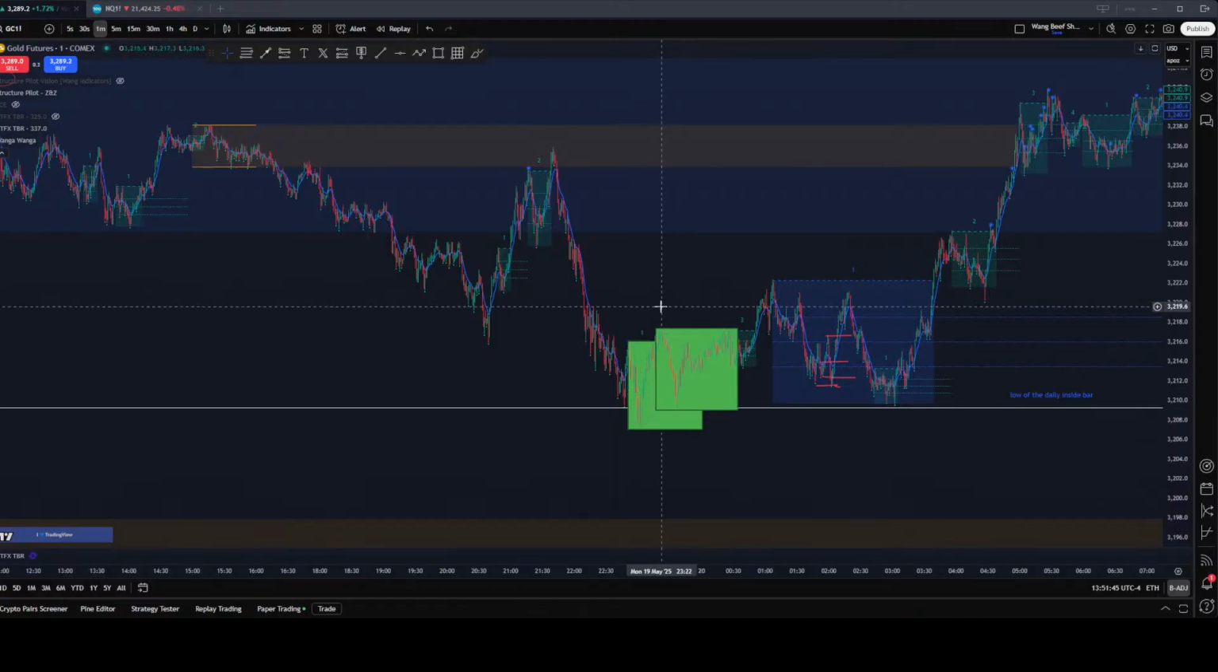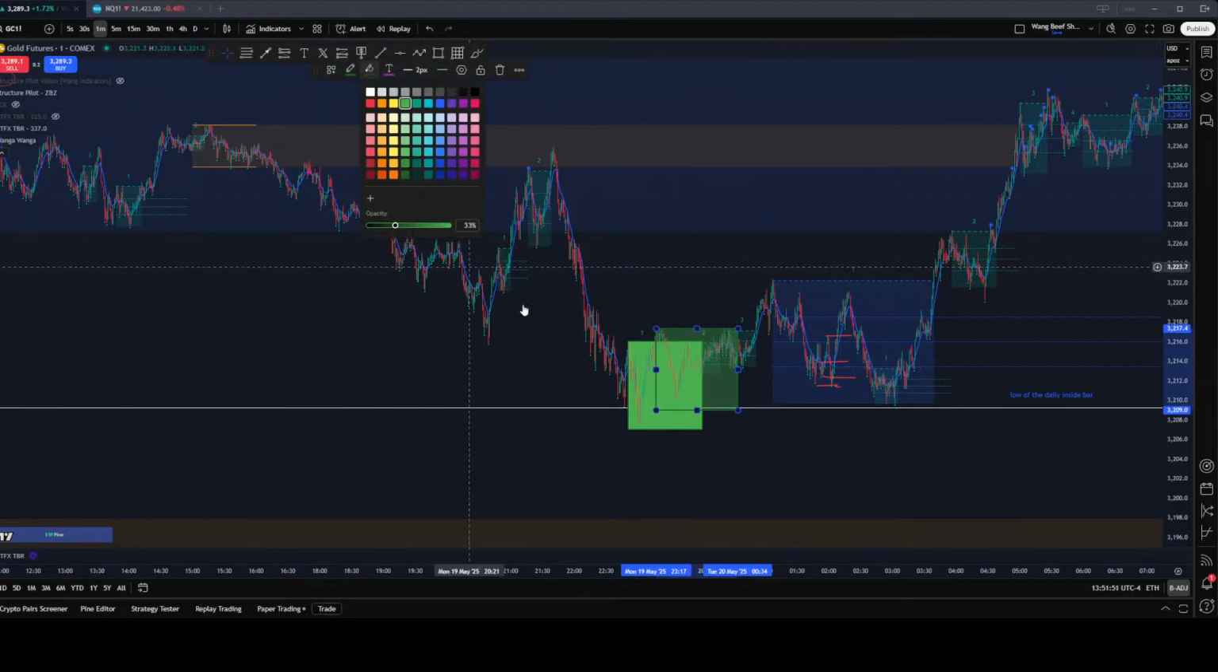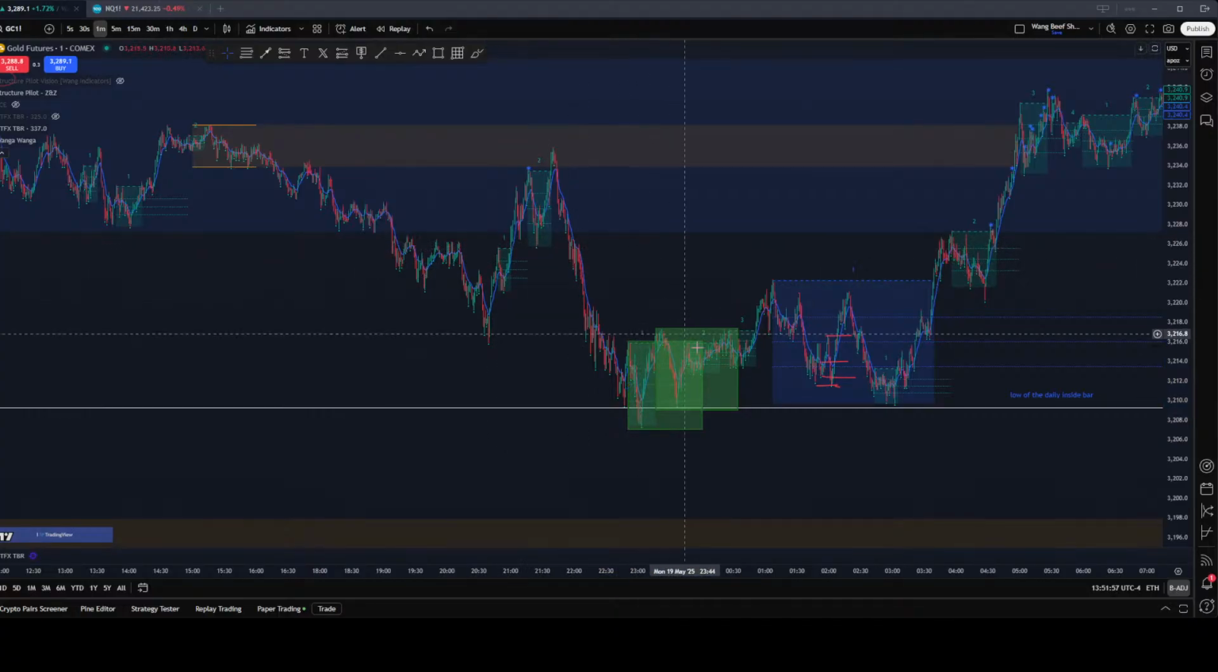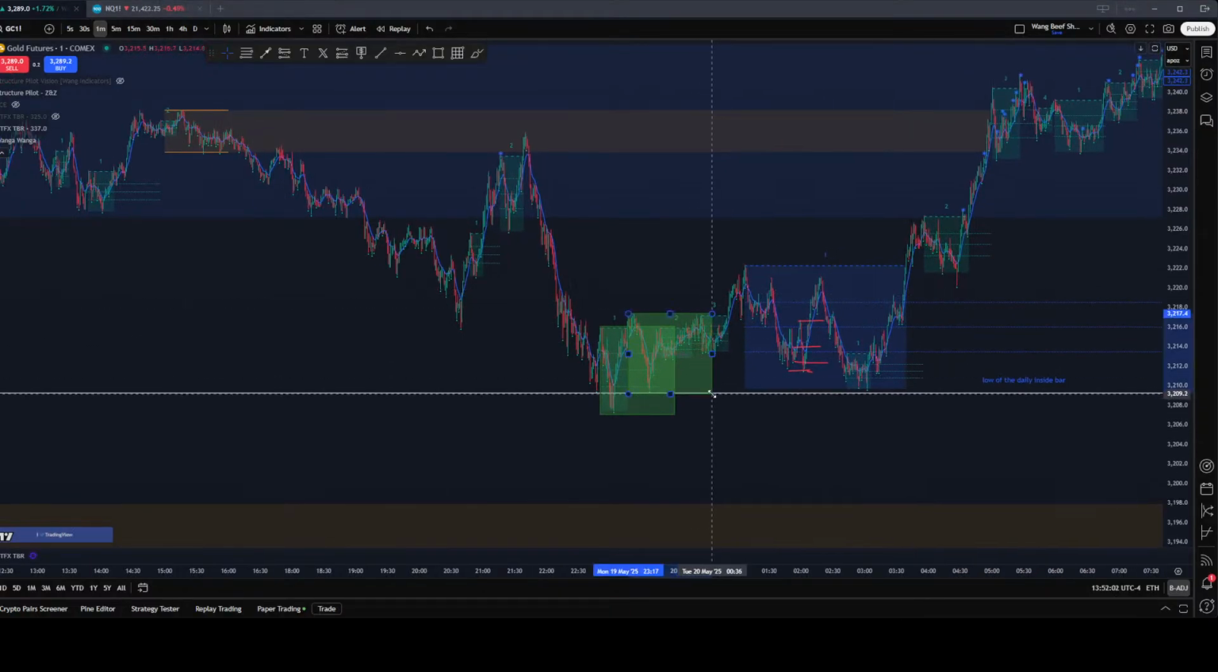But so we have one swing here, another swing up. We come back all the way down. Let me put down the opacity of this, right? So we have a second swing there. We come all the way down to this low.